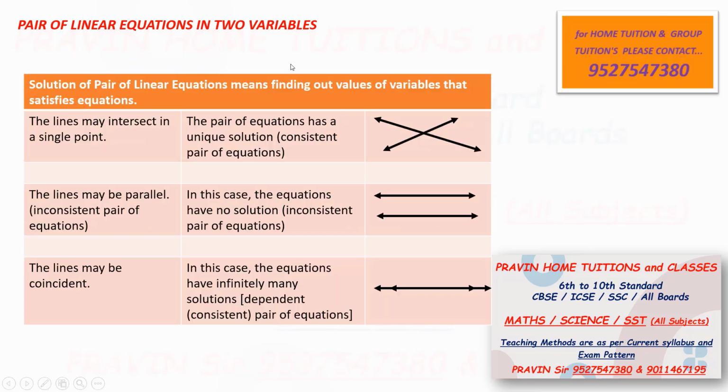Now, pair means two equations, and these are linear equations. So their graphs are lines. So there may be three cases. There are three cases after solution.